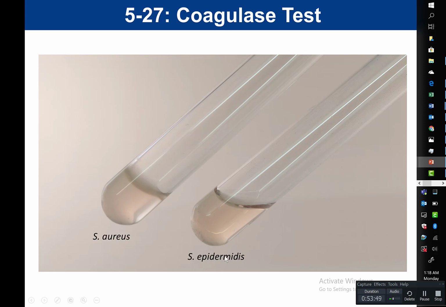Staph epidermidis, however, is coagulase negative. Because remember, Staph epidermidis is not pathogenic. Therefore it doesn't produce coagulase. It doesn't form those blood clots. So in that case, if you look at this tube, it's still a liquid. That tells you that it's coagulase negative. It was not able to produce that fibrin clot. And so it's coagulase negative.